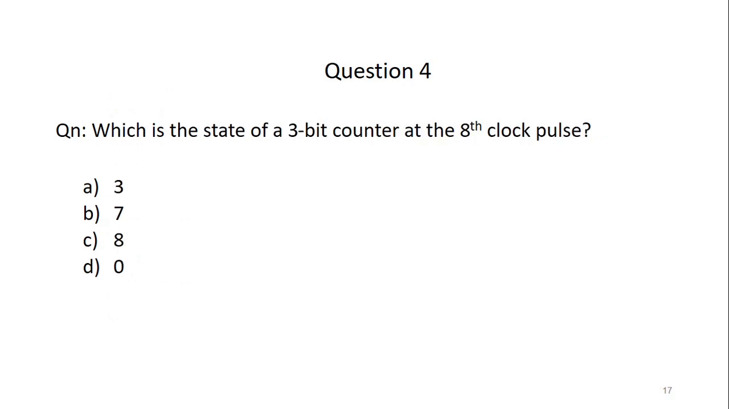Which is the state of a 3-bit counter at the 8th clock pulse? For a 3-bit counter we need 3 flip-flops. So the maximum count possible is 0 to 7. So after the 7th count, for the next clock pulse, that means at the 8th clock pulse, the count will recycle back to 0.